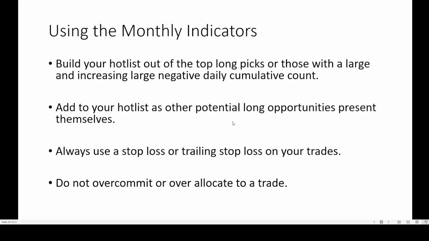You want to add to your hot list as other potential long opportunities present themselves, and you always want to use a stop loss or trailing stop loss on your trades, and do not overcommit or over allocate to a trade. So hopefully this will help you use Momentum Timer Pro to filter and sort to build a trading list, whether you're a short-term trader who is using daily signals and real-time data to do swing trading, or perhaps you're a longer-term investor looking to allocate on a 1, 3, or 6-month window with your portfolio.